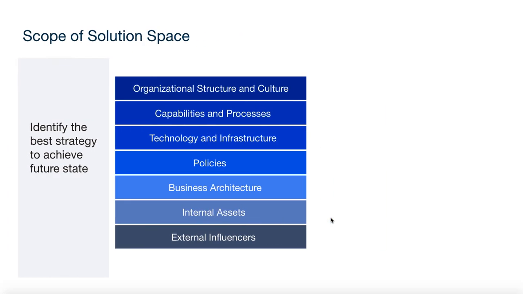The next one is you want to check on the scope of the solution space. To identify which is going to be the right strategy to achieve that future state, we need to look into certain different dimensions so that we can come up with the right strategy. And we had seen this already as part of the current state when we defined the current state. So the organization structure, culture, capabilities and processes, technology and infrastructure, policies, the business architecture, internal assets and external influencers. You need to look at all these different dimensions and perspectives when you're trying to identify the best strategy and the scope of the solution space.